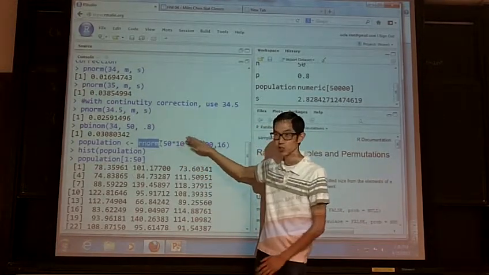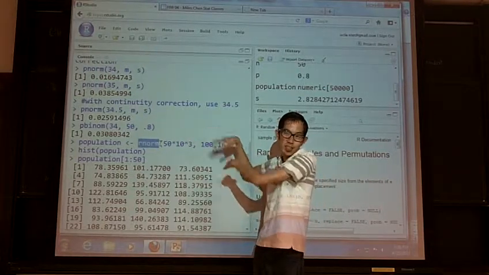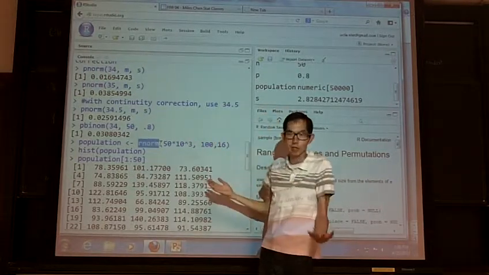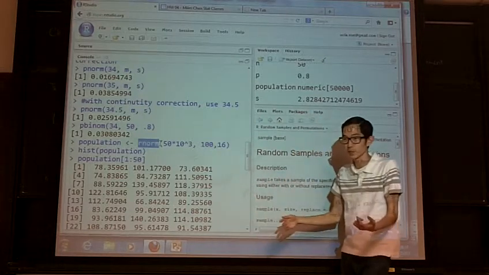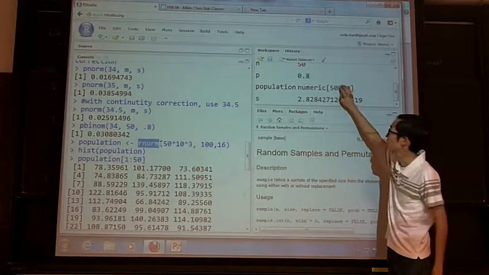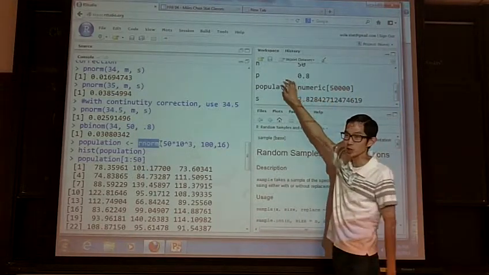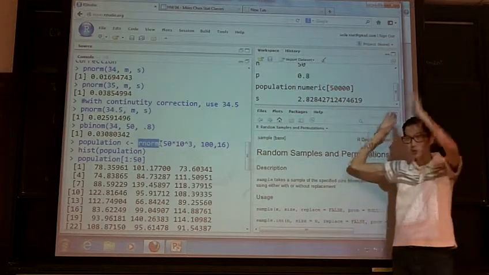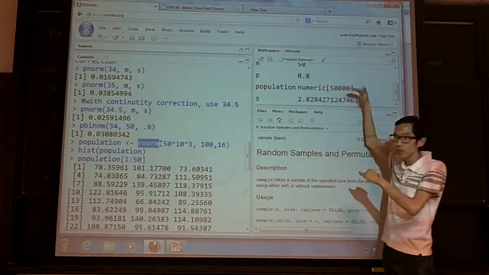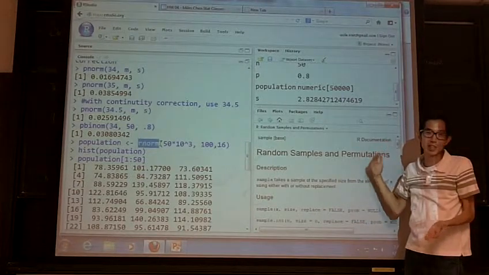So the generation of the random numbers came here, and this is to simulate that there are 50,000 people that follow a normal distribution. So there are actually 50,000 numbers cached on the computer, inside this variable called population. The computer has stored in its memory 50,000 people. Now it sounds like a lot, but for computers, it's not a lot of work at all.